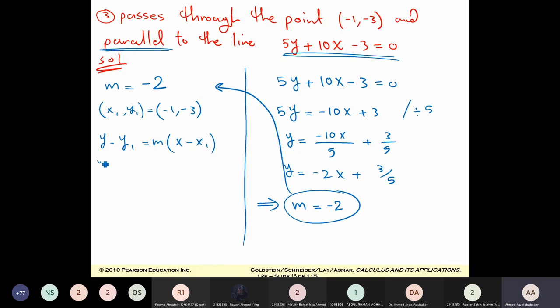Now we can find the equation: y minus y1, negative 3, equals m, negative 2, times x minus negative 1. So we have y plus 3 equals negative 2x minus 2. Move 3 to the other side, so we have y equals negative 2x minus 5.